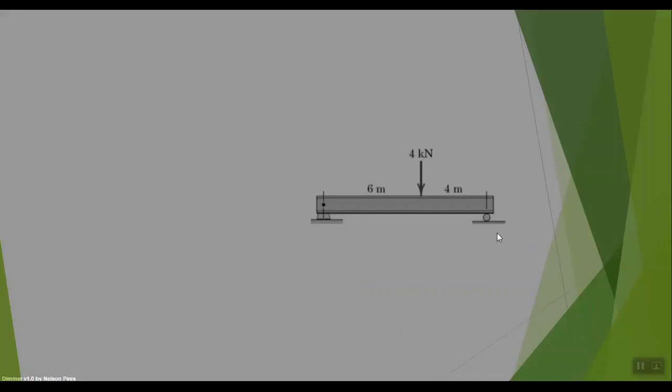Now we have a small example of a beam. We have the pin support and the roller support. We will write the free body diagram. In the free body diagram, the pin support contains two forces, AY plus AX. And also we have the 4 kilonewton downward in the vertical line, and we have the BY at the roller support.